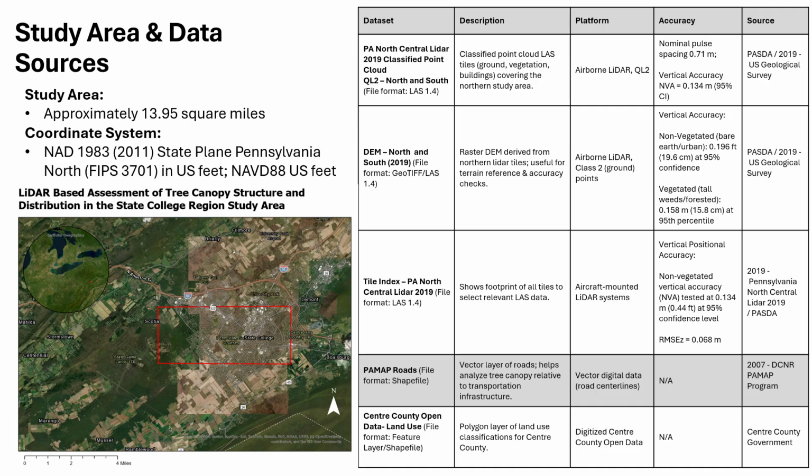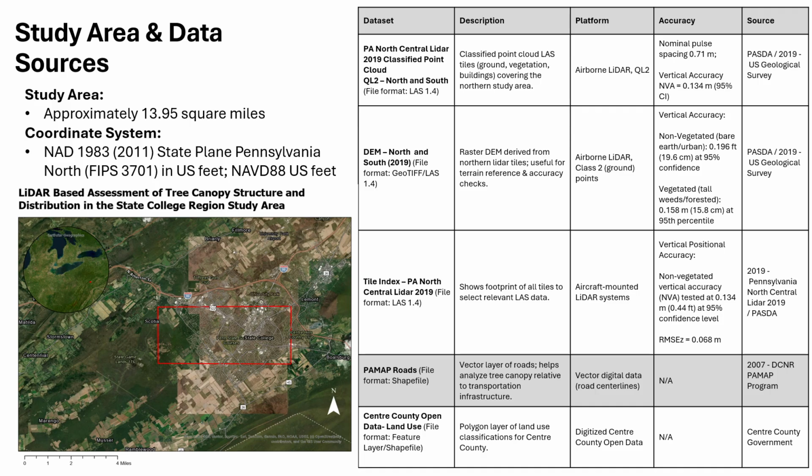I will also use the tile index data to efficiently select the relevant tiles covering the study area across the north and south regions. The accuracy of this data for the non-vegetated vertical accuracy tested at about 0.134 meters at 95% confidence as well, with an RMSE value of 0.068 meter.